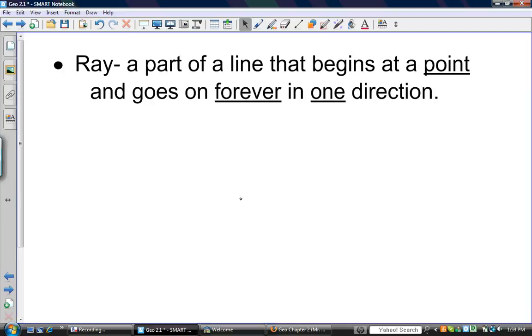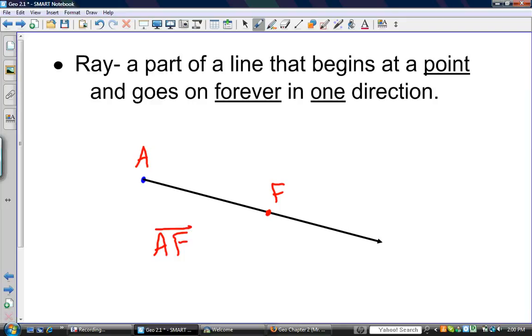Now, a ray is a part of a line that begins at a point and goes forever in one direction. So I'm going to start a point here, and then in one direction, I'm going to go down here forever. So we can name this point AF. Now the ray is going to be named AF like this. Now the point where the ray starts is always on the left-hand side when we're naming it. And then F, of course, would have to be on the right-hand side. Notice we draw starting from A, goes through F with an arrow.